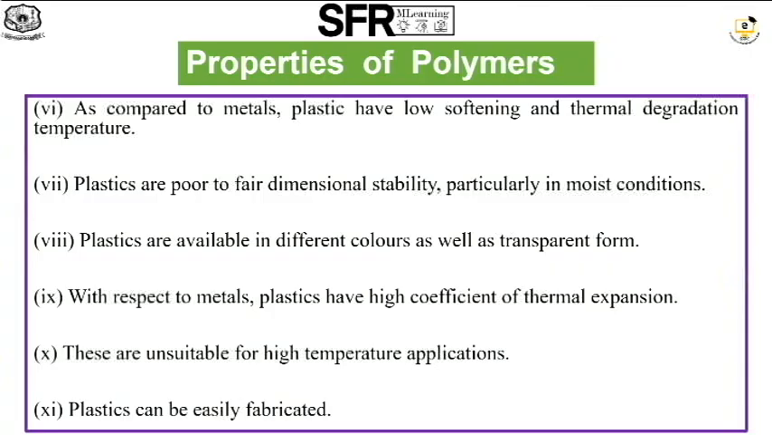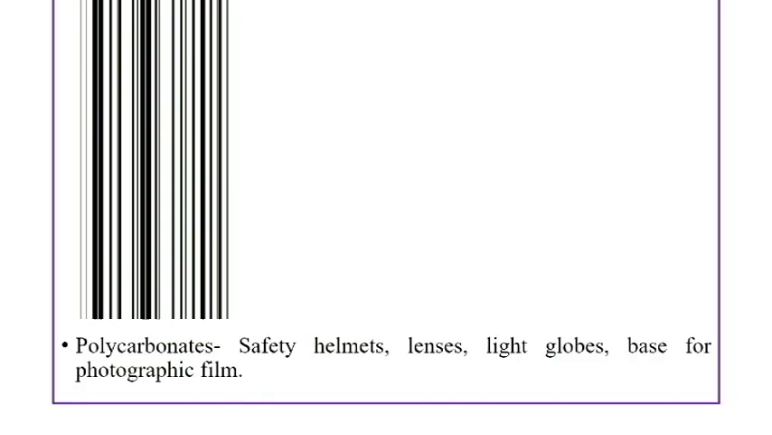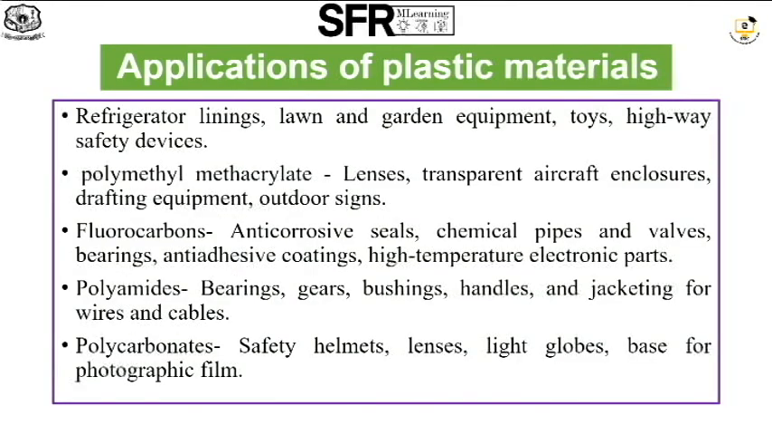With respect to metals, plastics have a high coefficient of thermal expansion. They are unsuitable for high temperature applications. Plastics can be easily fabricated. There are many plastics with outstanding properties. The fluorocarbons have a very low coefficient of friction and moreover they are extremely resistant to attack by a host of chemicals. Now we can see about applications of plastic polymers, plastic materials.